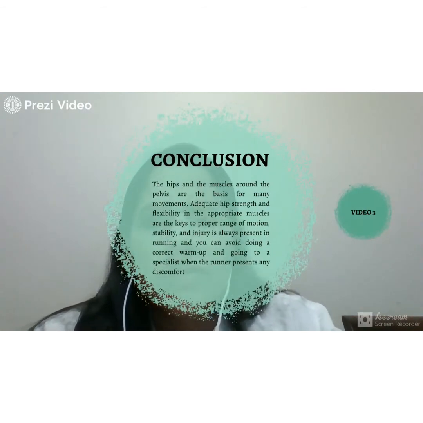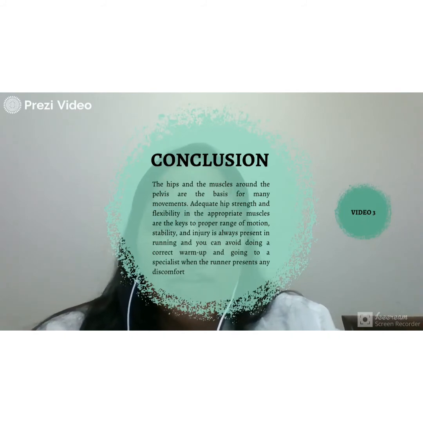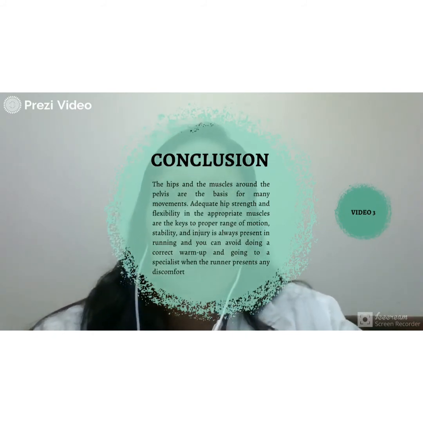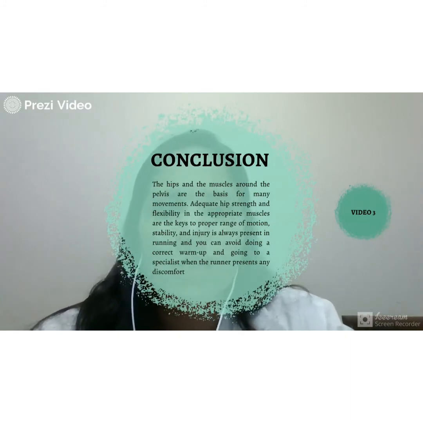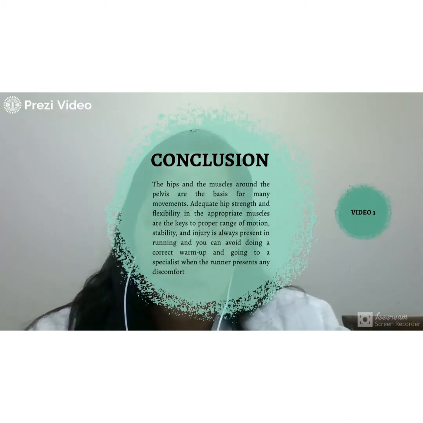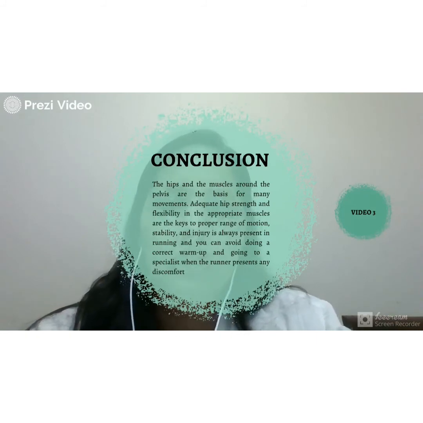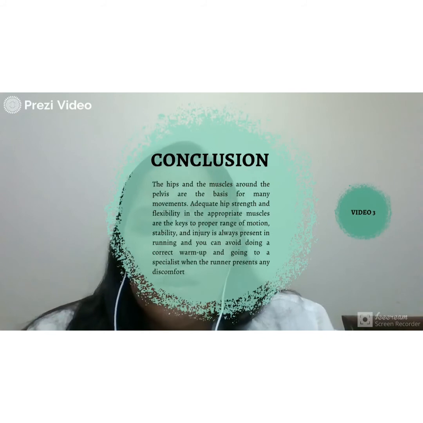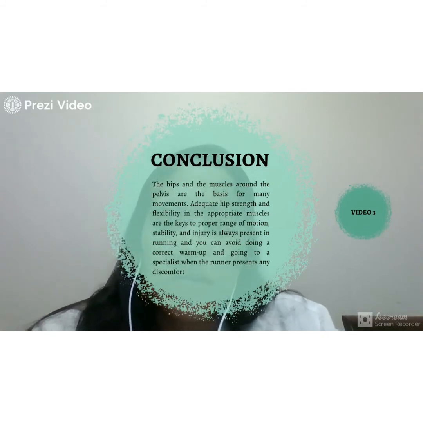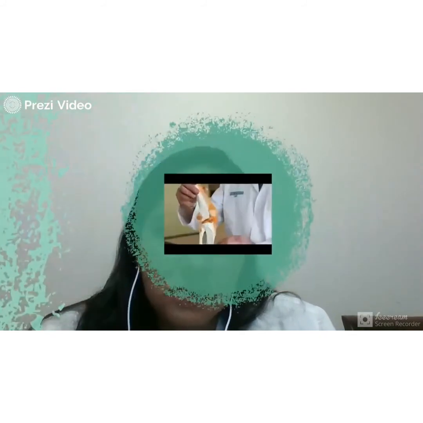Conclusion: the hips and muscles around the pelvis are the basis for many movements. Adequate hip strength and flexibility in the appropriate muscles are the keys to proper range of motion. Stability and injuries are always present in running, and you can avoid them by doing a correct warm-up.